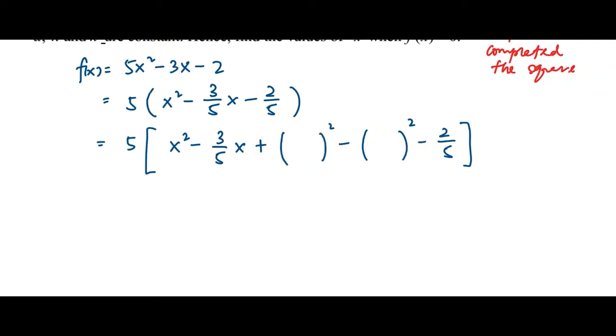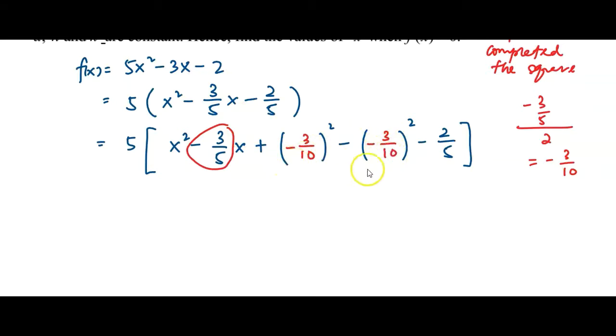And now we have to decide what to fill in this bracket. We have to take the coefficient of the x, that is negative 3 over 5, and then divide by 2. Negative 3 over 5 divided by 2, I got negative 3 over 10. So I'll put in the negative 3 over 10 into the bracket.